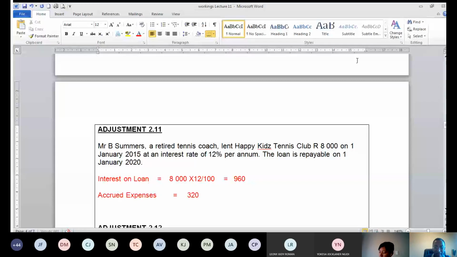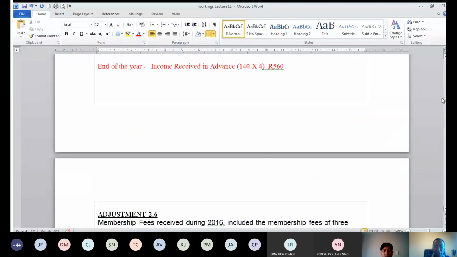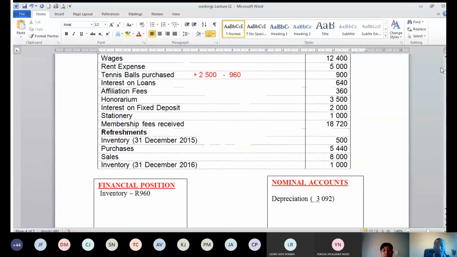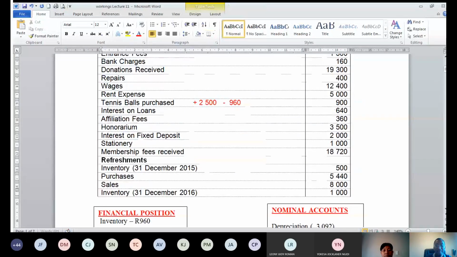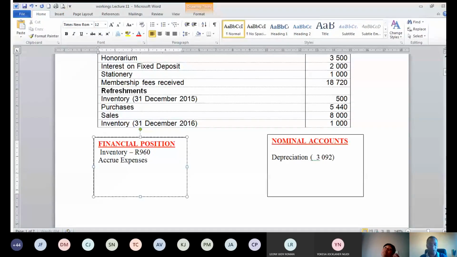So if you account for that now in your list of accounts, interest on loan will have to increase now by 320 Rand. And under your financial position accounts, you will now have a new account called accrued expenses. And your accrued expenses is the amount of 320 Rand.